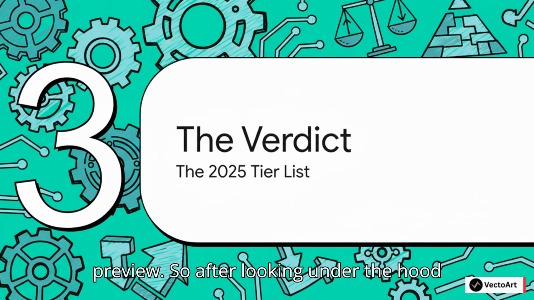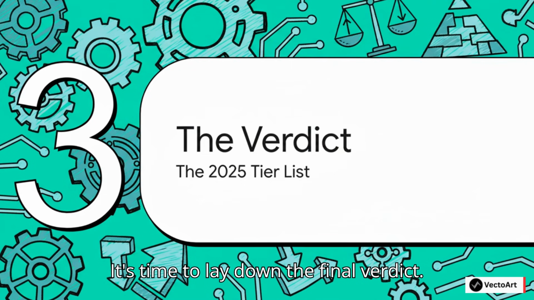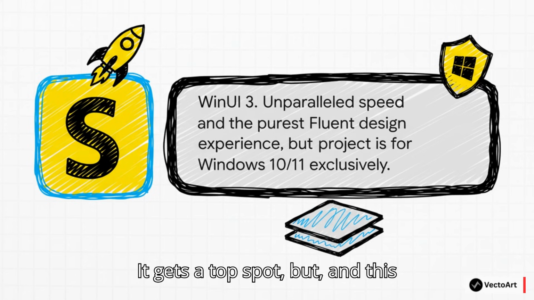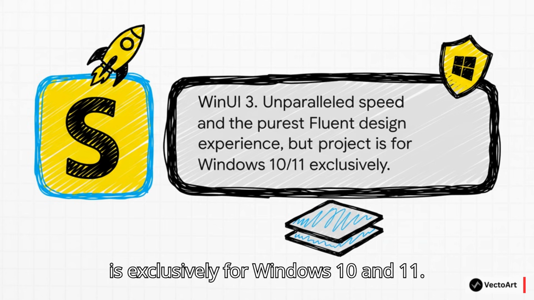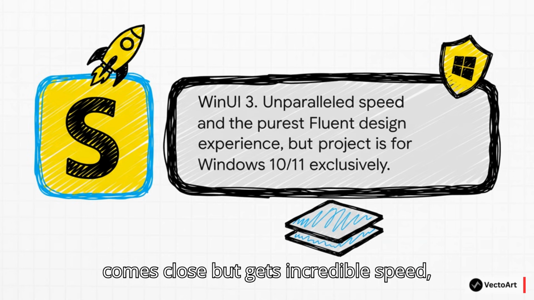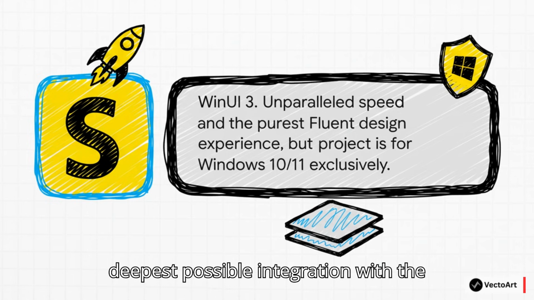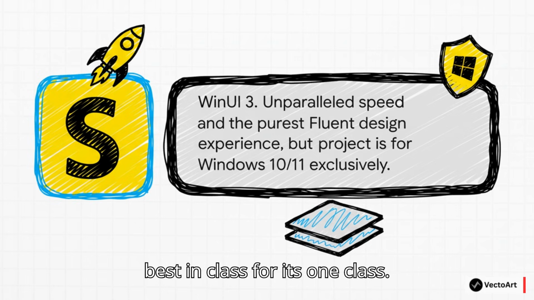So, after looking under the hood and checking out the day to day features, it's time to lay down the final verdict. Let's organize these frameworks into a tier list to help you make a crystal clear decision for your next project. In the S tier, we have the specialist, WinUI 3. It gets a top spot, but, and this is a massive but, only if your project is exclusively for Windows 10 and 11. If that's your world, then nothing else comes close. You get incredible speed, the most authentic Fluent design, and the deepest possible integration with the operating system. It is absolutely the best in class for its one class.